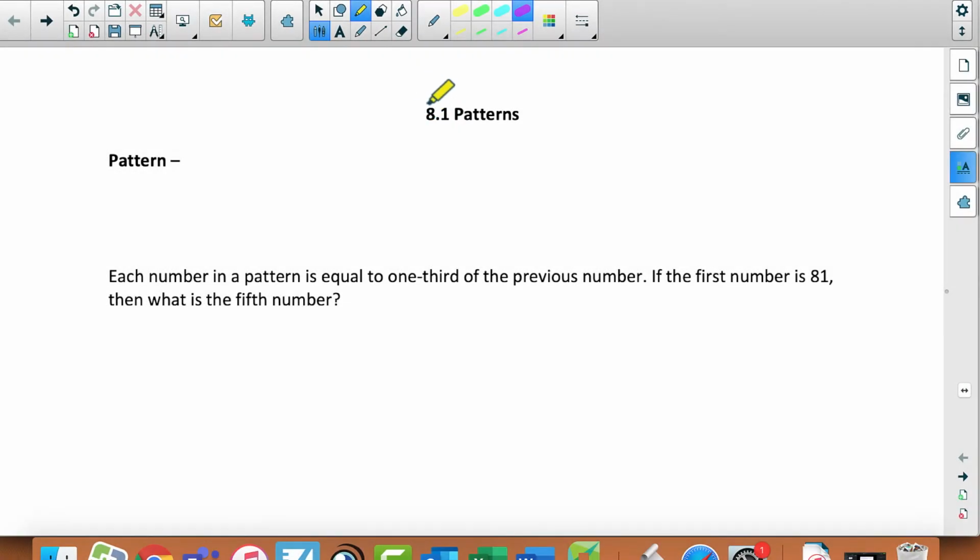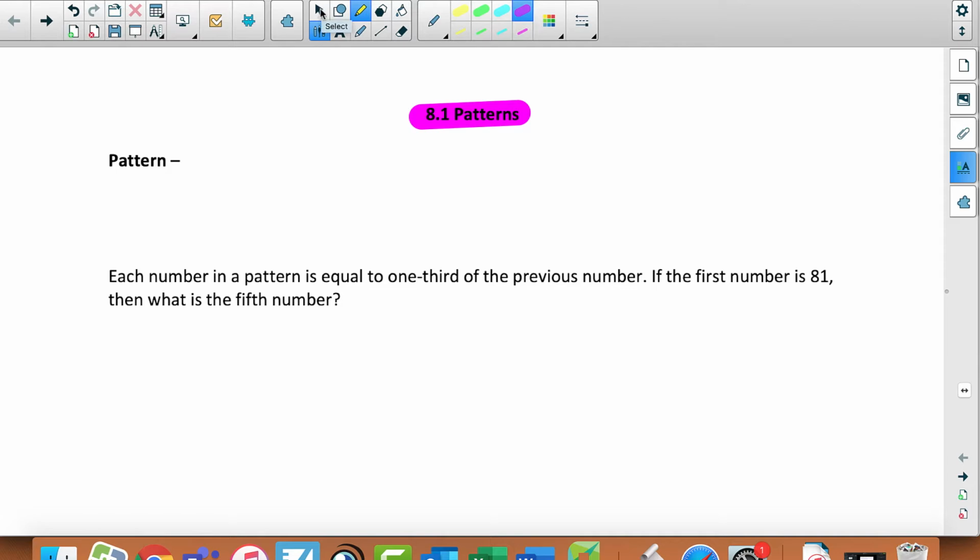Okay everyone, time for a new chapter. We're looking at chapter 8. We're going to be talking about patterns today. We're also going to be talking about relations, extrapolation, interpolation. Lots of good stuff in this chapter. But today we talk about patterns.